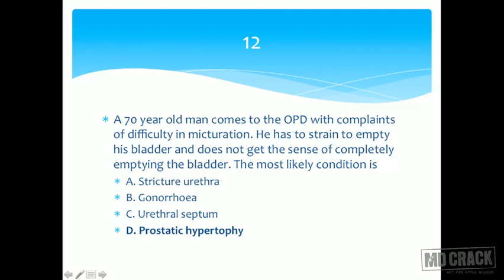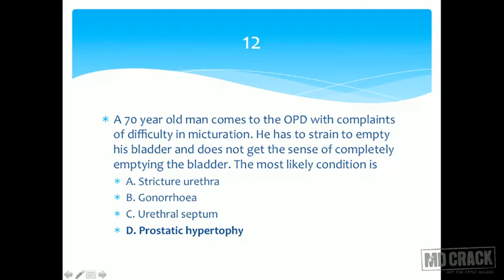Stricture urethra, there is no adequate history for that. There is no history of discharge. There is no history of repeated infections. Gonorrhea, again, no urethral discharge, no problems. Urethral septum, if this was there, then it would have manifested long back.